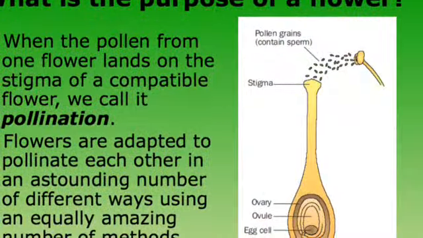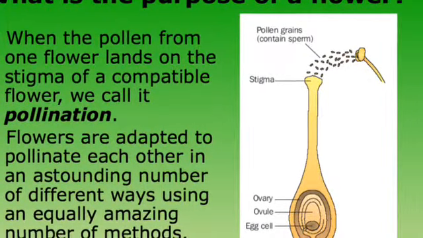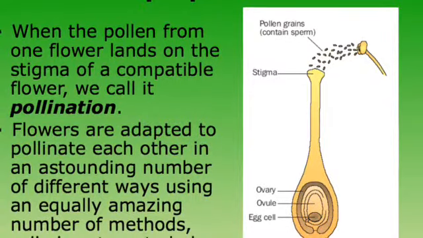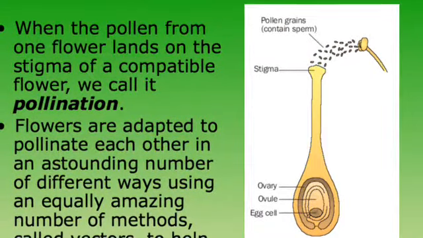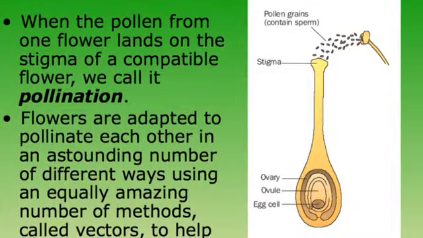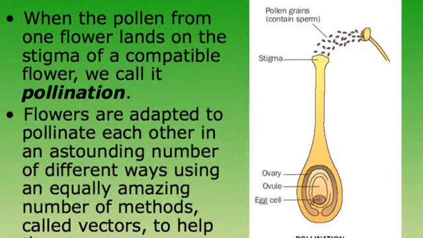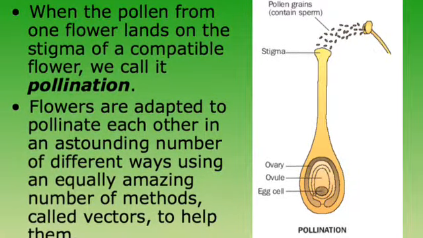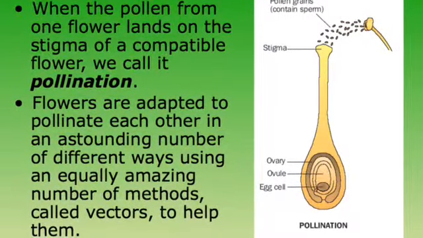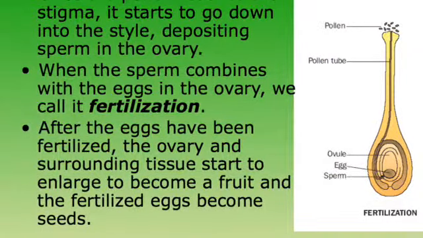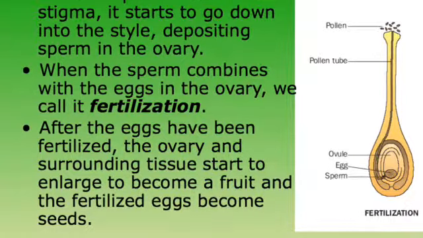Once the pollen reaches the stigma, it starts to go down into the style, depositing sperm in the ovary. When the sperm combines with the eggs in the ovary, we call it fertilization. After the eggs have been fertilized, the ovary and the surrounding tissues start to enlarge to become a fruit, and the fertilized eggs actually become the seeds. You can see that from the picture.